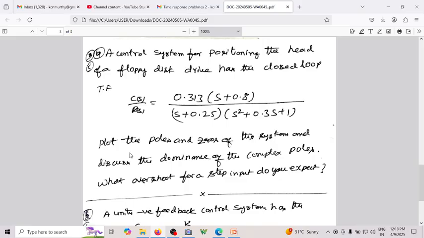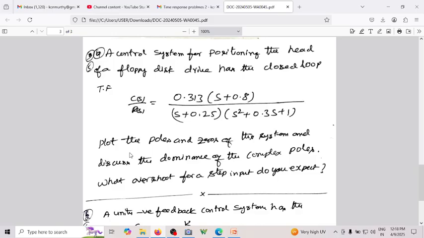Let us write the transfer function we have there. C(s) by R(s) is equal to 0.313 times (s plus 0.8) divided by (s plus 0.25) and (s square plus 0.3 s plus 1).